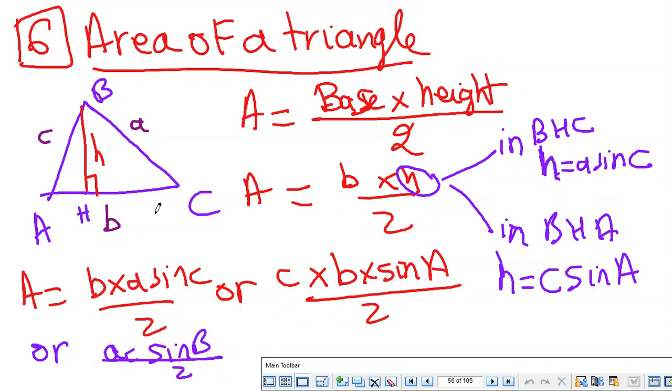So you can take any two sides, for example, b times c times the angle between them, sine a, over 2. Or you can take, for example, the area is b times a sine c over 2. Or there is the third one, the last two sides and the last angle, it's a times c sine b over 2. Sorry, I didn't write the angle. So I have three formulas for the area of a triangle.